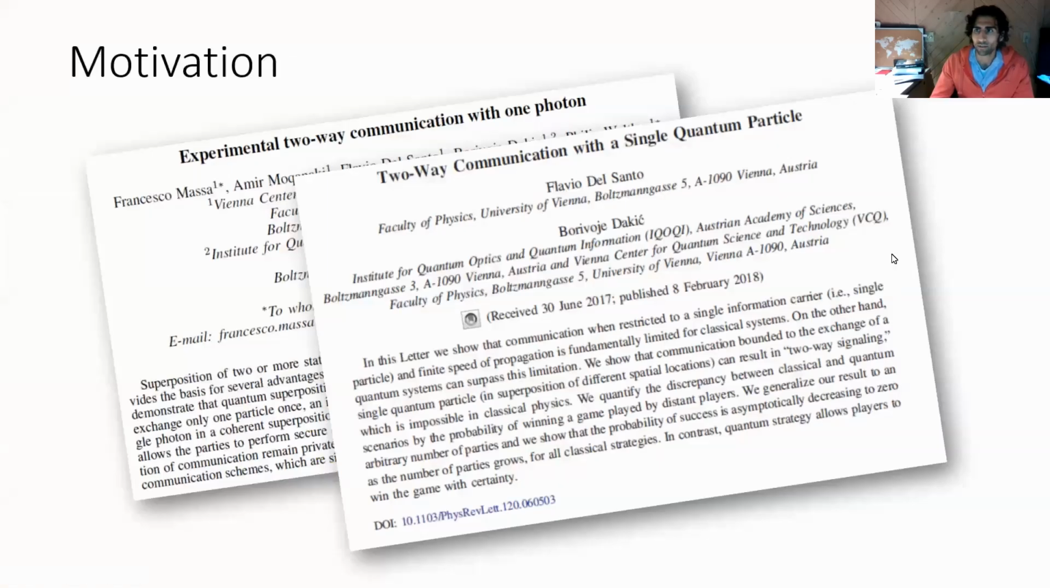Okay, so let me start by just motivating the topic. It actually came from two papers, now over 3 years old. This was some work by Del Santo and Dakic, where they showed a communication setup where they were able to achieve two-way communication with a single quantum particle. So they identify a very basic advantage in communication when you're using a quantum versus a classical particle. And I want to sketch out their protocol here because it really lays the foundation for some of the work that we did.